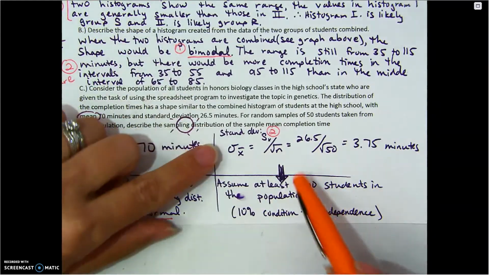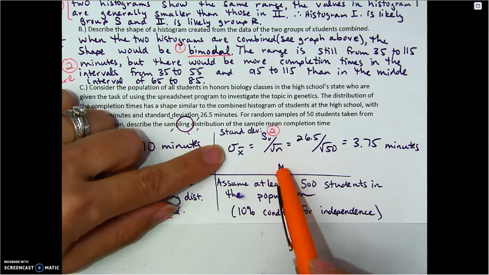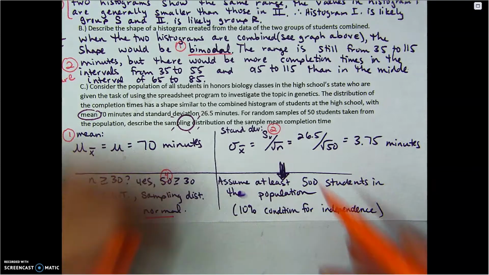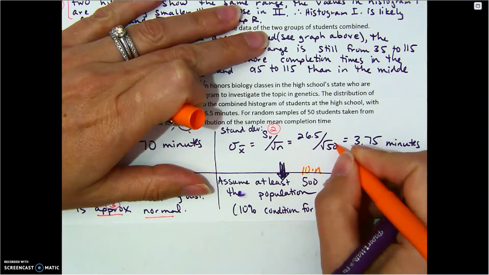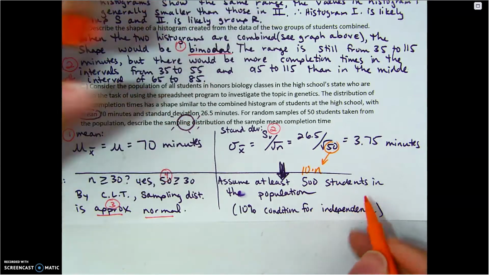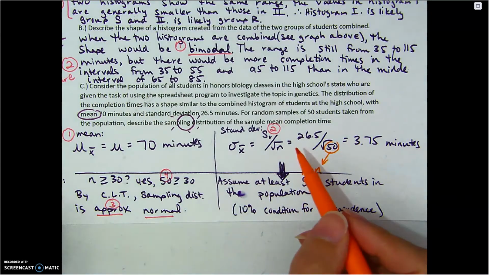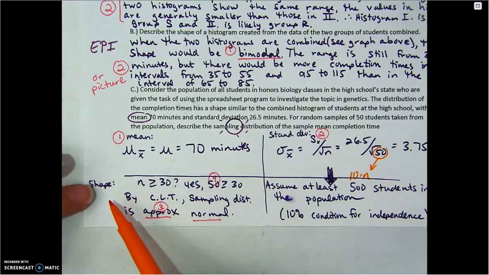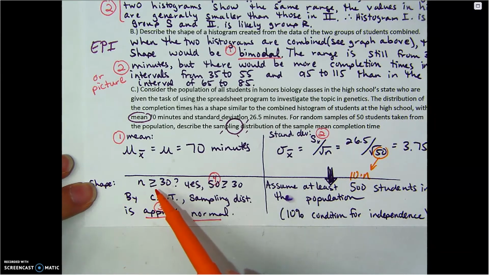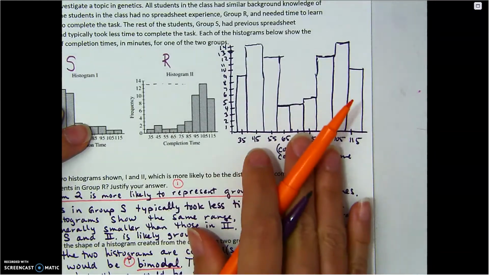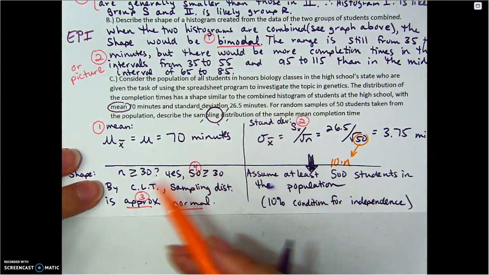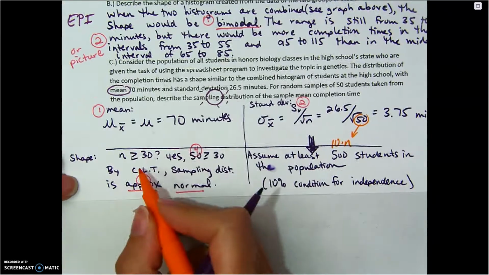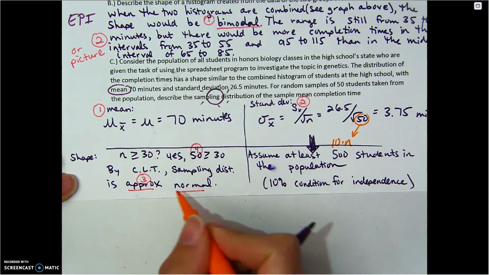Whenever you are doing adjusted standard deviations, you have to check your 10% condition. We want to assume that there's at least, remember, 10 times n, so if our sample was 50, that's 500 students in the population, which I think is fair to assume, right? We're talking about all the high schools. And then the last thing is shape. Did we have at least 30? Because this is clearly not normal. To overcome that, we have to have at least 30 by the central limit theorem. And yes, we're doing samples of size 50. So by the central limit theorem, our sampling distribution is approximately normal.